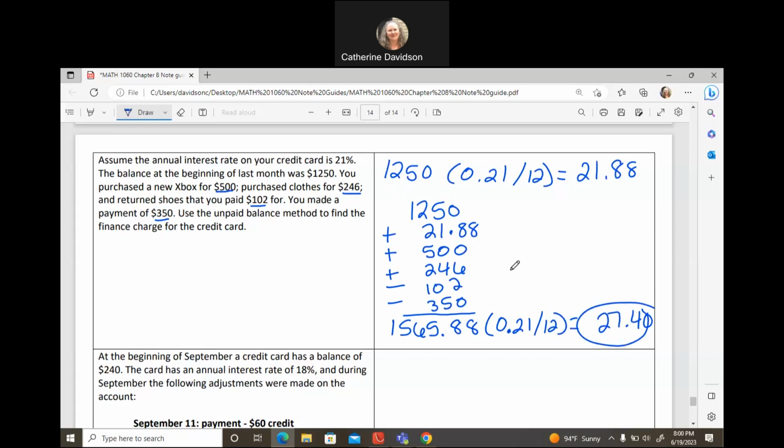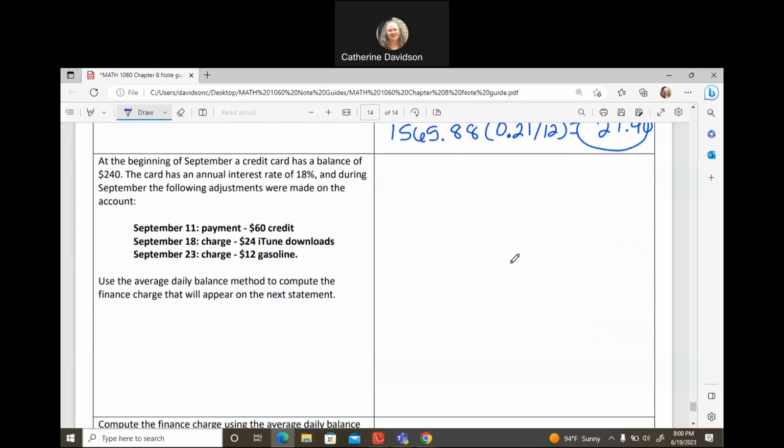So this one uses the balance at the end of the month, the unpaid balance, to determine your finance charge. These next two use a different method, the average daily balance method, which is different. So we're going to construct a little chart. This is for the month of September. It's the first of the month, the 11th, 18th, and the 23rd.